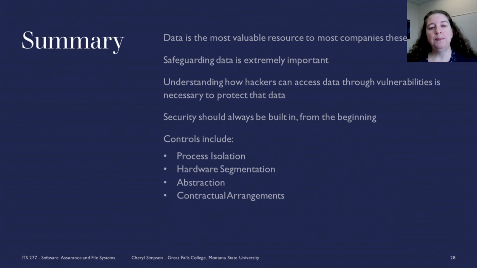Security should always be built in. We say built in instead of bolted on. Built in from the beginning. Ways that we can control that: process isolation, hardware segmentation, abstraction, and contractual arrangements. Contractual as in being able to have a contract with your providers and your vendors to make sure that you have guaranteed uptime. Abstraction, to be able to use modeling. Hardware segmentation, to be able to protect the data that exists on hardware. And process isolation, to be able to make sure that when we test things, we isolate processes as much as possible so that when we test them, we can be assured this process is safe, at least as safe as physically possible.